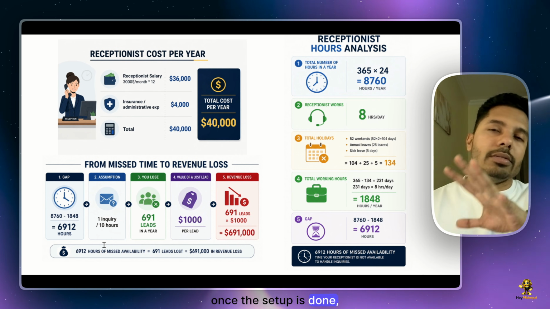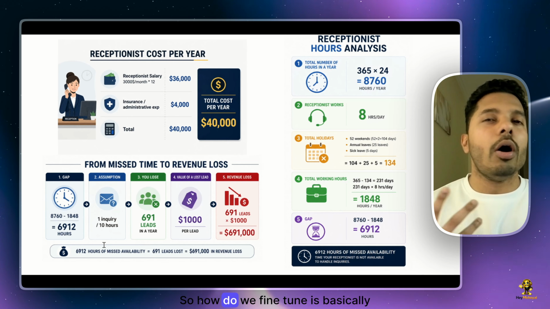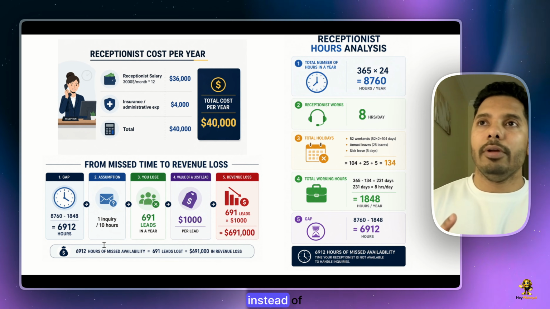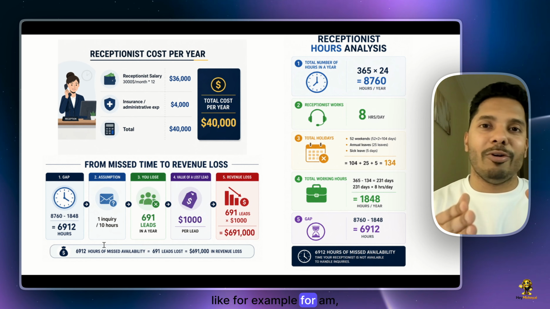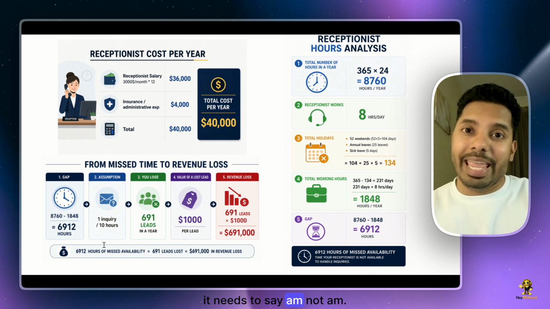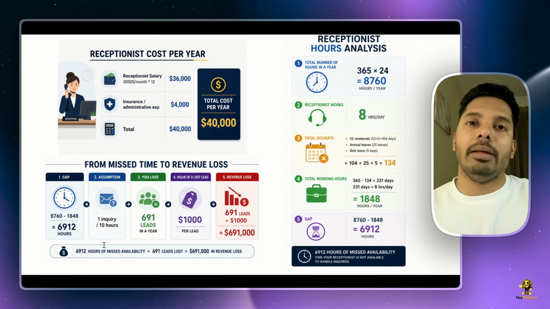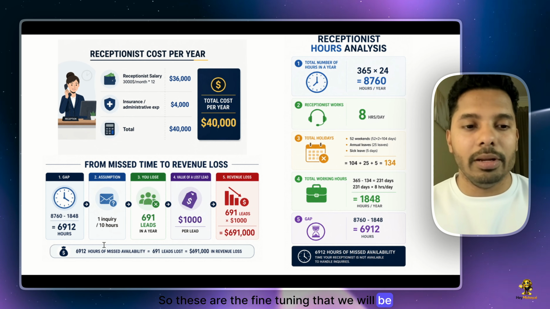Once the setup is done, what we actually do is we fine tune the agent. So how do we fine tune is basically, now instead of saying the word "am", for example for a.m., it needs to say "A M", not "am", right? So instead of saying the word "pam", it should say "P M". So these are the fine tuning that we will be doing.